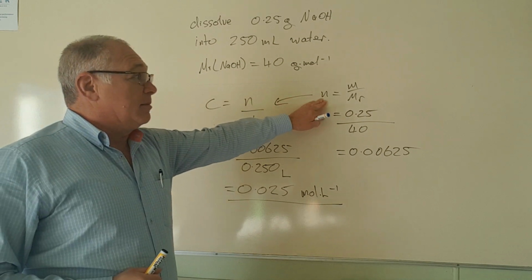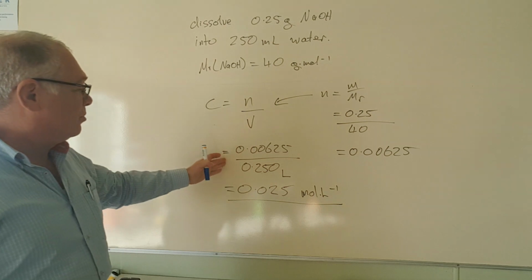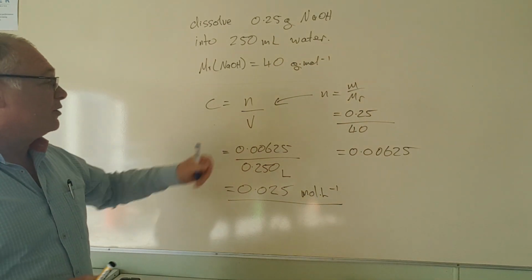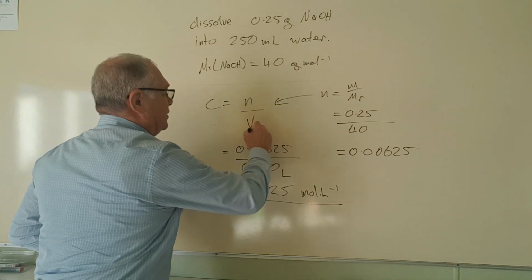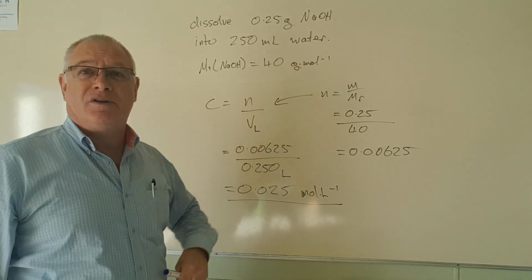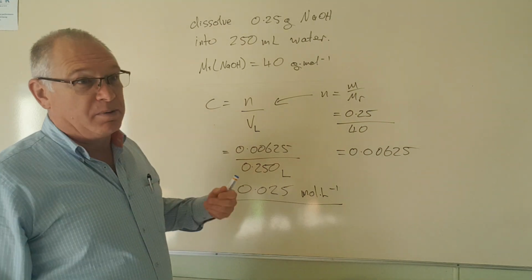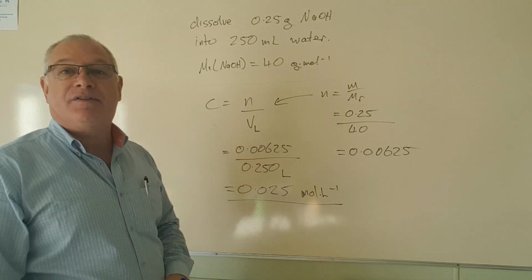Quite easy, therefore, to work out the concentration. We need to work out the number of moles using our molar mass formula. We put that into our concentration. Don't forget that the volume needs to be in litres, not millilitres. Very easy to do. You simply shift the decimal point 3 places or divide by 1,000, and there's our answer.